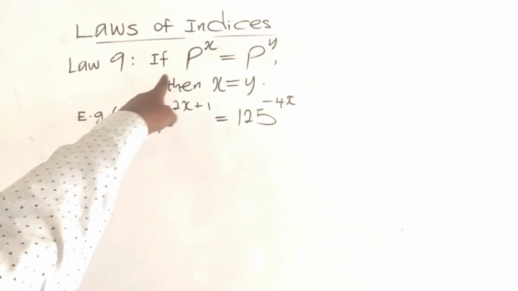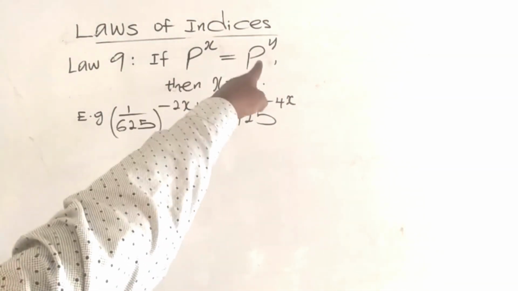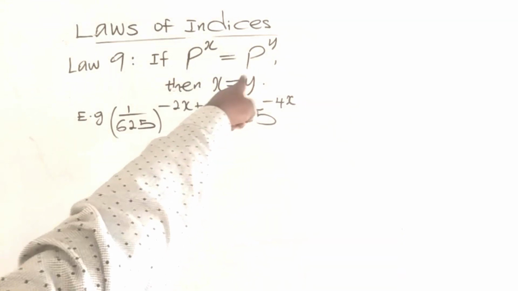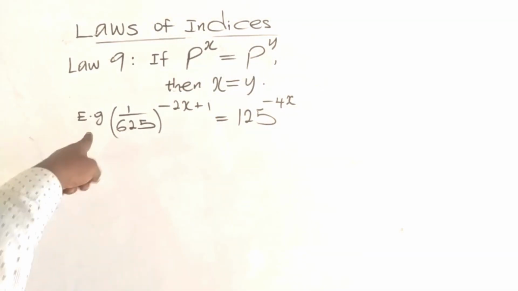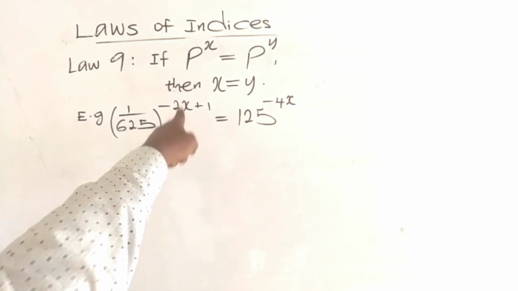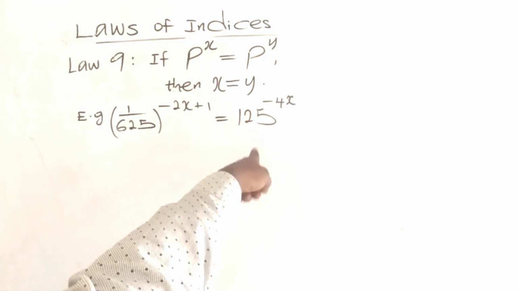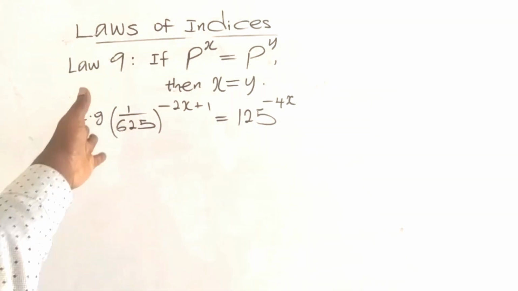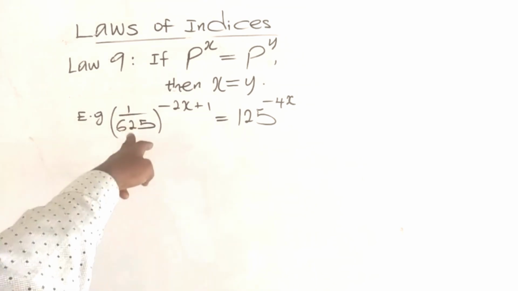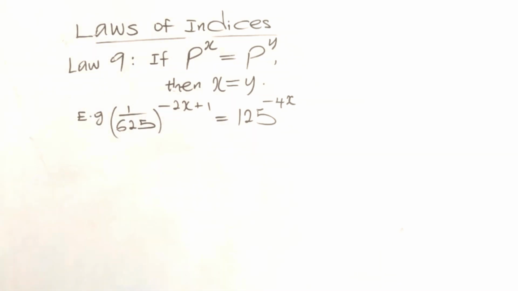Law 9. If p raised to the power x equals p raised to the power y, then x equals y. The rule is to ignore the base and then equate the powers. For example, solve the equation 1 over 625 raised to the power minus 2x plus 1 equals 125 raised to the power minus 4x. So we start by changing 1 over 625 to index form, which is 5 raised to the power minus 4.